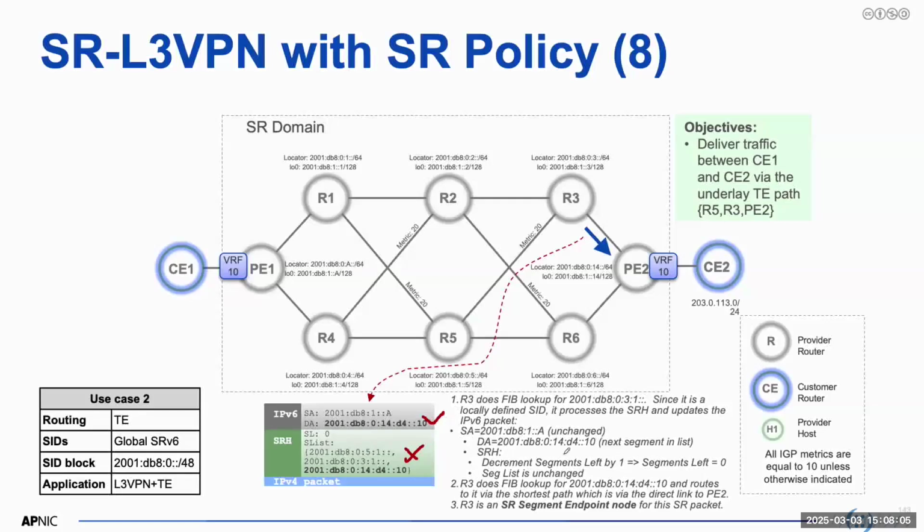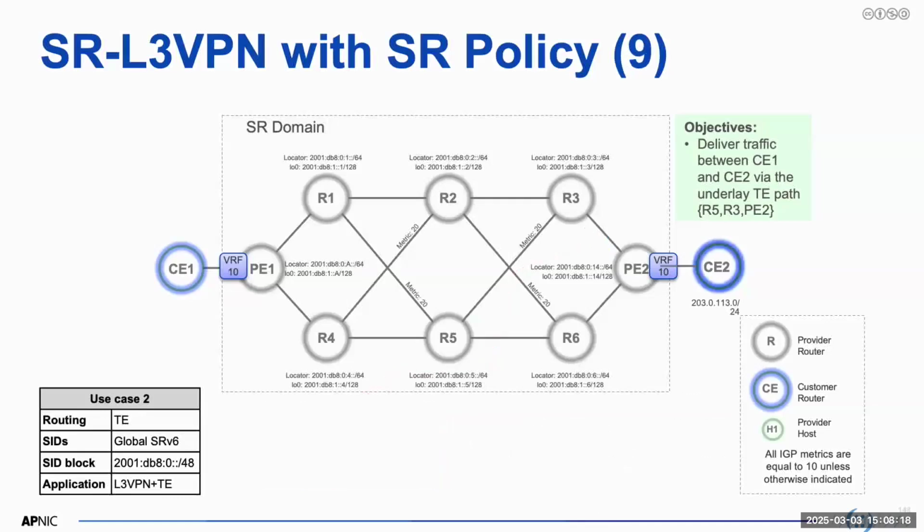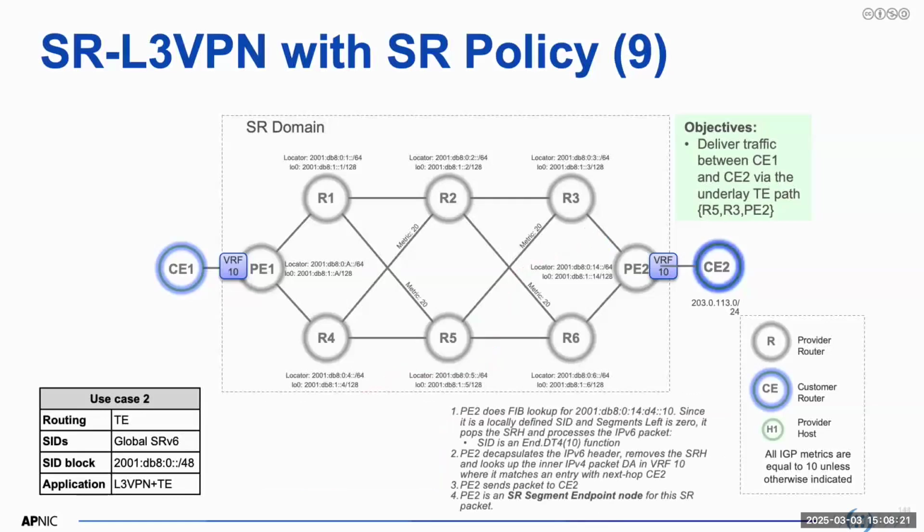The endpoint behavior is End.DT. That means look into the specific table and forward the packet: first de-encapsulate, then forward the packet by looking into the table. So PE2 is the ultimate segment. It will de-encapsulate the IPv6 header, remove the SRH, look up the inner IPv6 destination address in VRF10, and then send the packet to CE2. Based on the endpoint behavior, it is able to know which VPN it needs to forward the packet to.